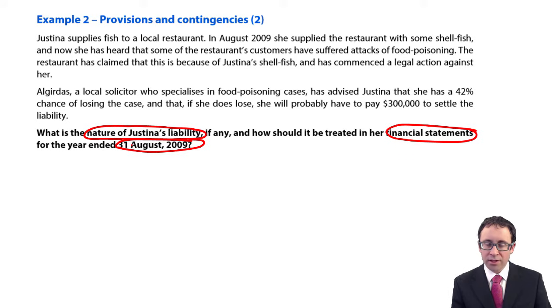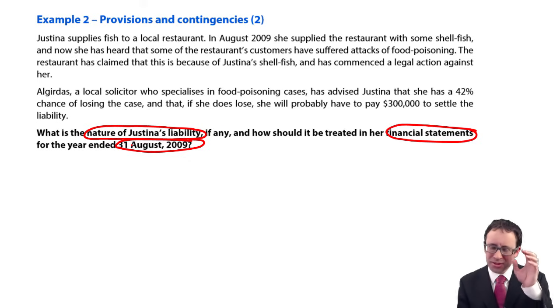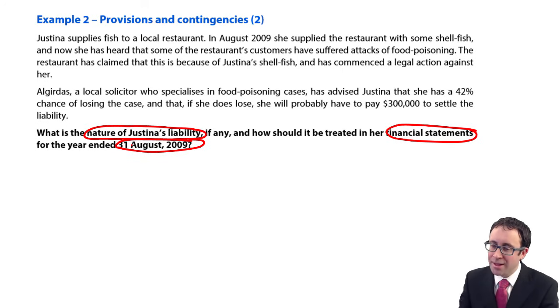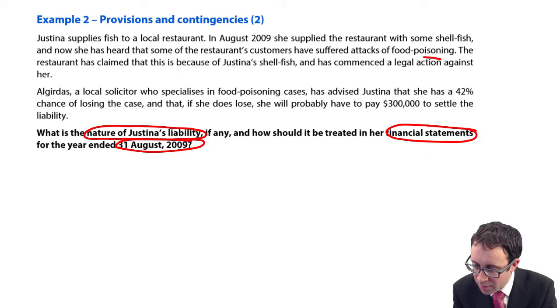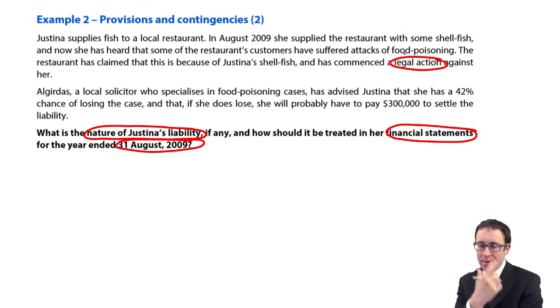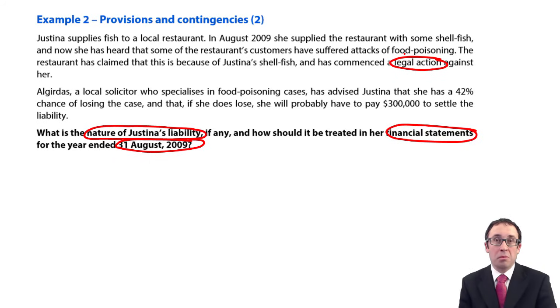So it says Justina supplies fish to a local restaurant. In August, the month that we're looking at, she supplied the restaurant with some shellfish and has now heard that some of the restaurant's customers have suffered attacks of food poisoning. Nasty. Okay. Shellfish. Dangerous. Yeah, steer clear. The restaurant has claimed that this is because of Justina's shellfish. Told you, steer clear. And has commenced legal action. Okay, so that legal action that has been commenced in August 2009, do we have an obligation? Are we obliged to go through there and make a payment to the restaurant?